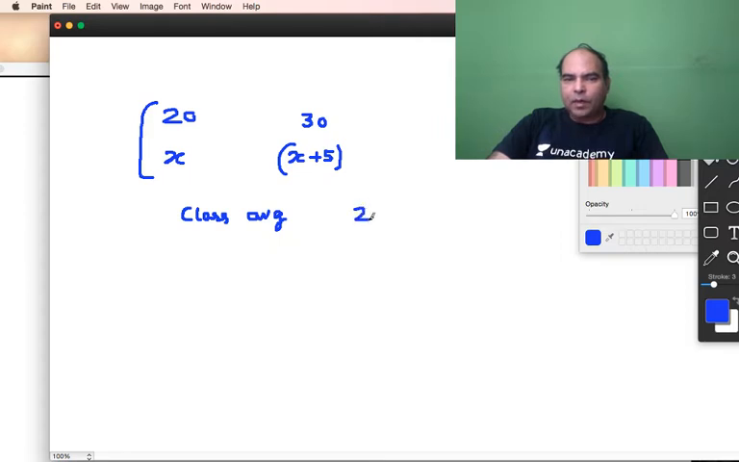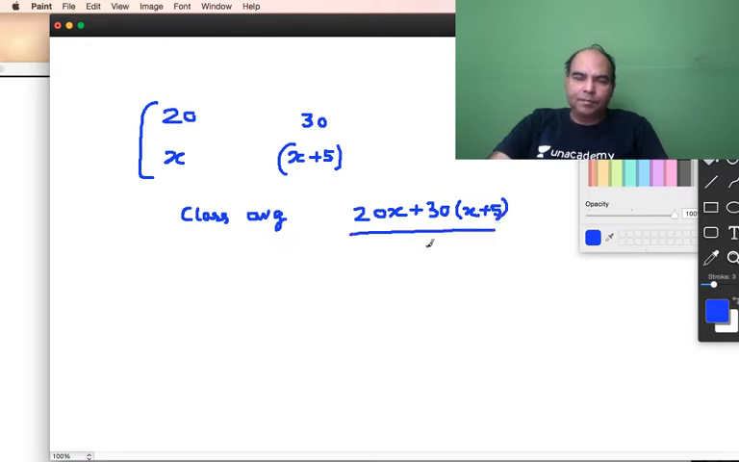One way is 20x plus 30 times x plus 5, because the class average will be a weighted average. So it would be 20x plus 30 times x plus 5, divided by 50. So you'll get 50x plus 150 on top, divided by 50. So you get the class average as x plus 3.